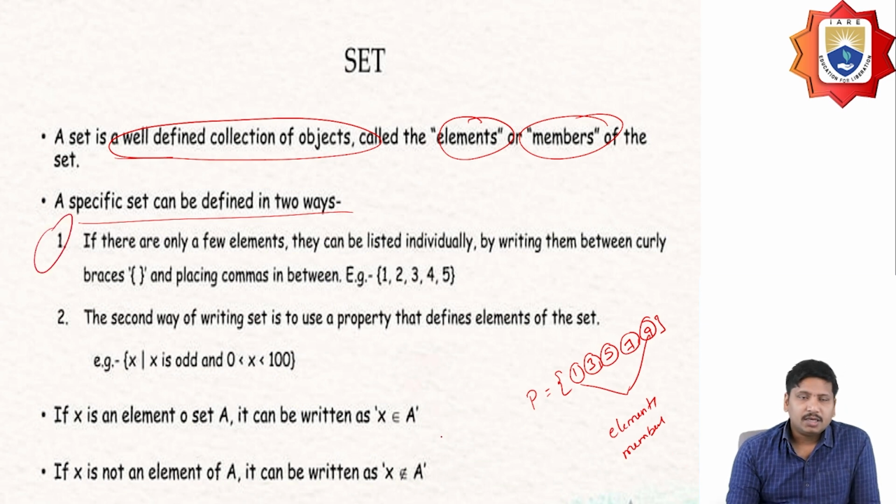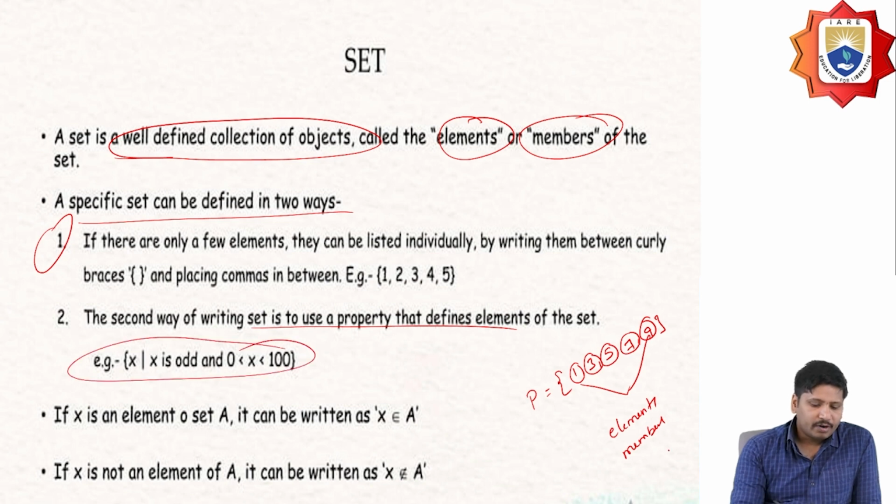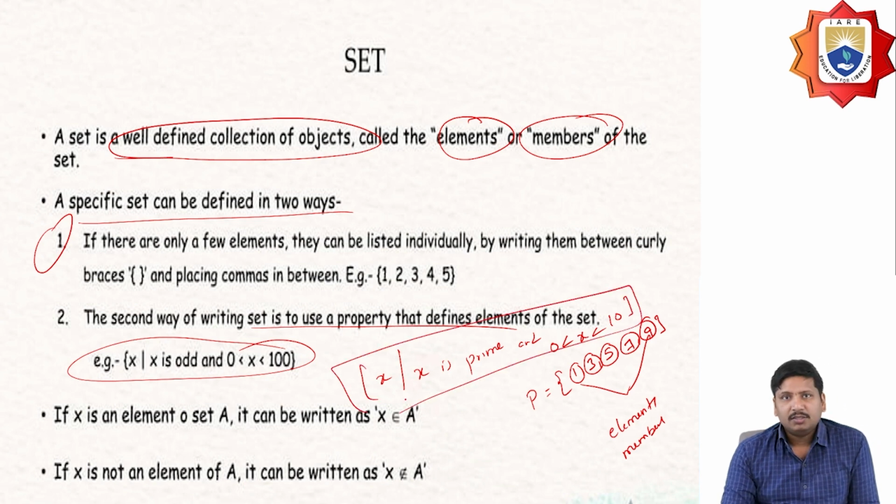The second way is to use a property that defines the elements of the set. So the set is x such that x is prime and 0 is less than x less than 10. This is another way of writing the set, and most probably you will prefer this kind of notation.